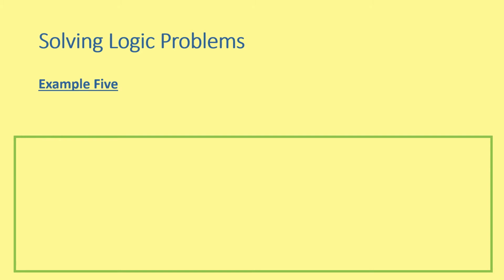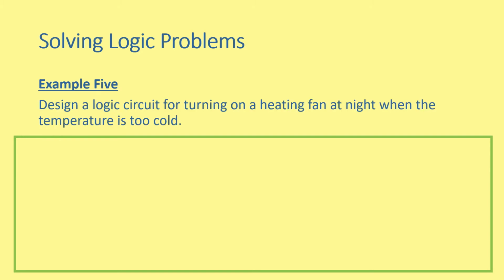Example 5, this is our last one. Design a logic circuit for turning on a heating fan at night when the temperature is too cold. So thinking about this, we want to turn on our heating fan, so we need a switch again. A lot of these circuits have switches in them. And we're thinking about the cold. Cold is equal to not hot.